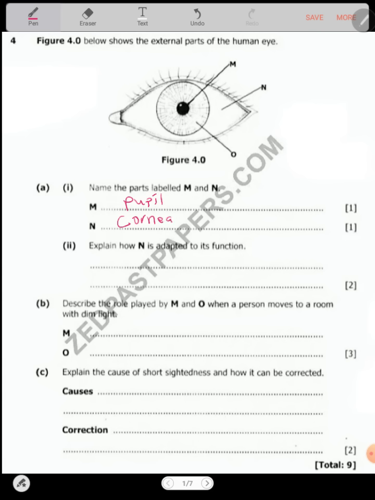Explain how N, which is the cornea, is adapted to its function. Now you need to know something about the cornea. The cornea is a transparent section of the sclera. It's found in front of the eye, the one which is white. It does most of the refraction of light. How is it adapted to its function? What allows it to function properly? That's what we need to look at.